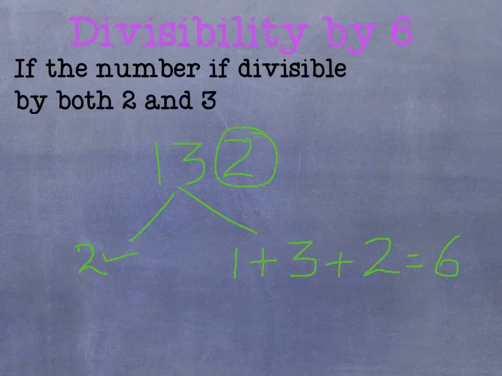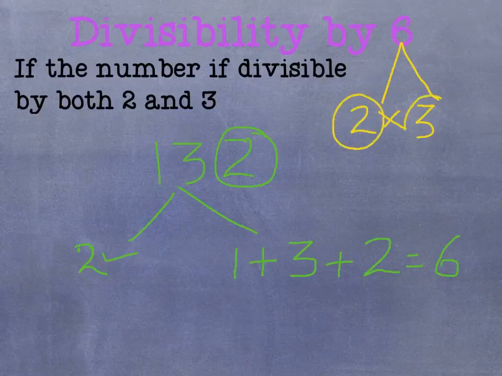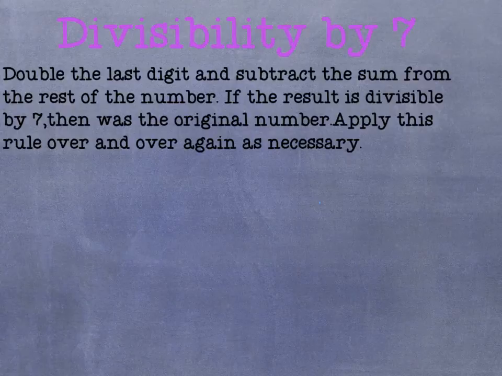So therefore 132 is divisible by 6. Now why is that so? Because 6 is equal to 2 times 3. So the factors of 6 are 2 and 3. So every multiple of 6 has to have its factors as 2 and 3. So therefore 132 is divisible by 3. All you have to check is if the number is divisible by 2 and 3, both 2 and 3. It cannot be just 2 or 3. It's 2 and 3.